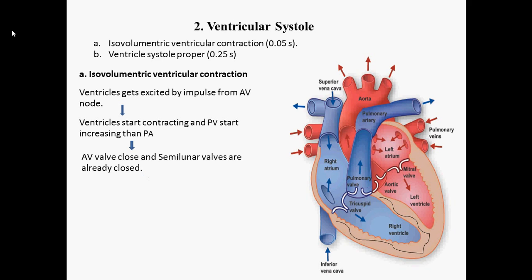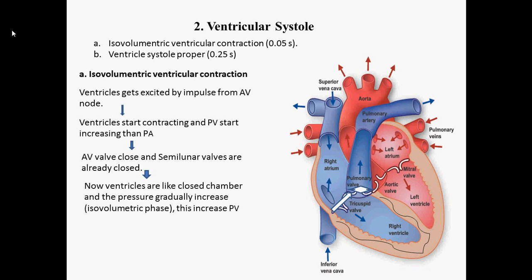Now you can see again in the diagram, the ventricle wall is contracting, followed by changes in the pressure of the ventricle. As a result of that pressure change, the atrioventricular valves close, the semilunar valves are already closed. Now you can imagine the ventricles are closed chambers. The atrioventricular valves are closed, semilunar valves are already closed. So the chamber has become closed.